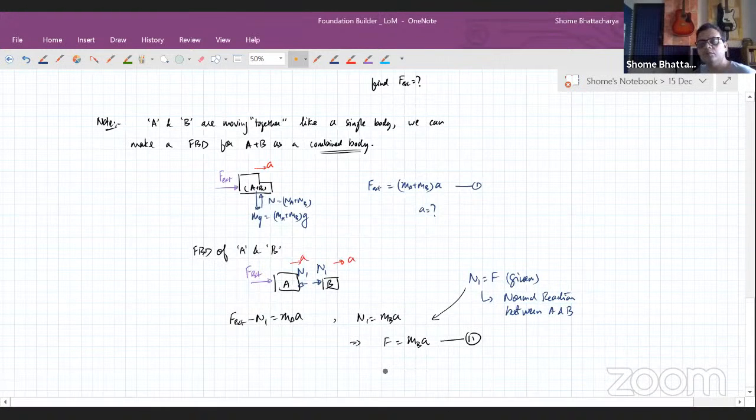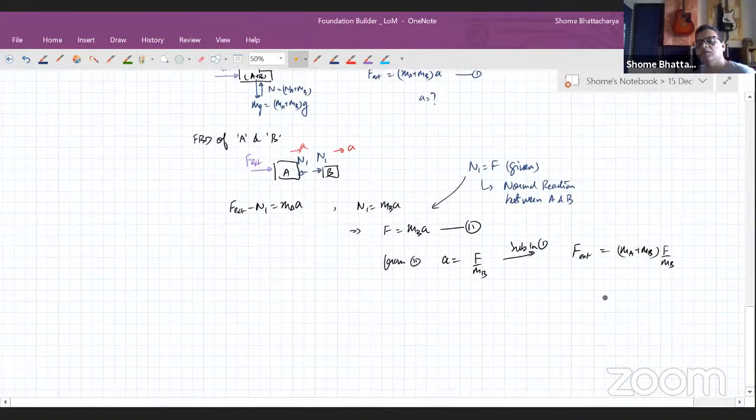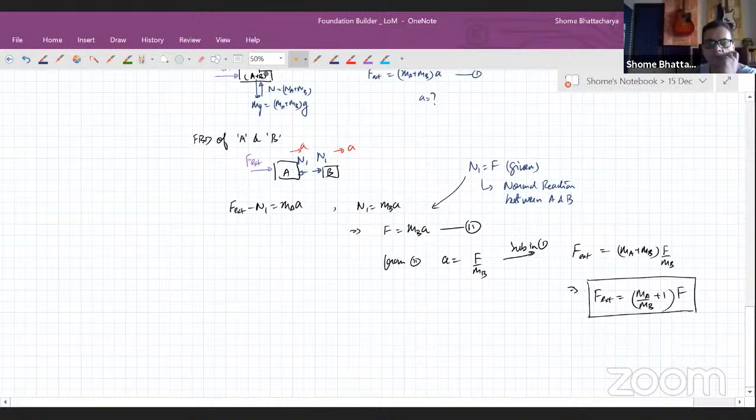Now from equation 2, you take the acceleration as F upon mB, because acceleration was unknown here, and substitute this in equation 1. So you get the unknown quantity F external, which is (mA plus mB) into acceleration, which is now F upon mB. You can see that in terms of capital F, the external force applied by the experimenter is given by this expression. This is the final answer.